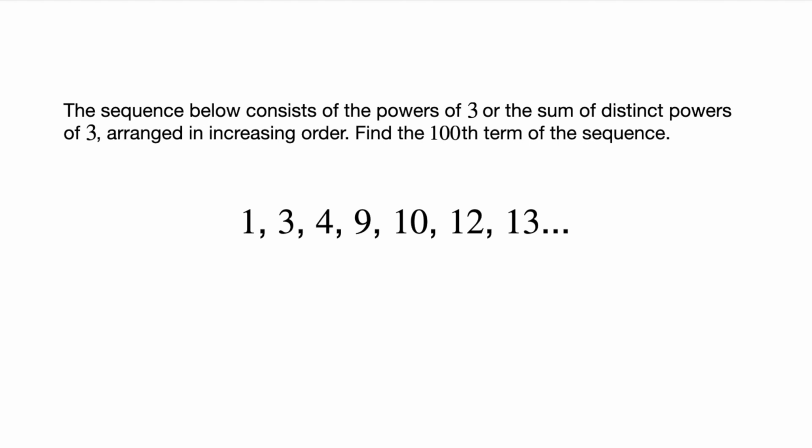So the question reads, the sequence below consists of the powers of 3 or the sum of distinct powers of 3 arranged in increasing order. Find the 100th term of the sequence.